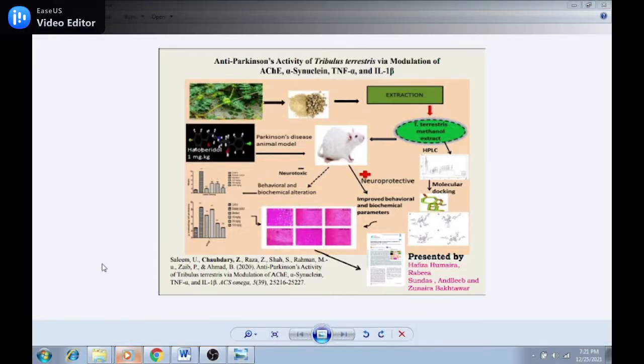Assalamualaikum. I am Zuhaira Rakhtawa from MPhil Pharmacology and I am here to describe the anti-Parkinson's activity of Tribulus terrestris via the modulation of acetylcholine, alpha-synuclein, tumor necrosis factor alpha, and interleukins. This plant belongs to the family Zygophyllaceae.